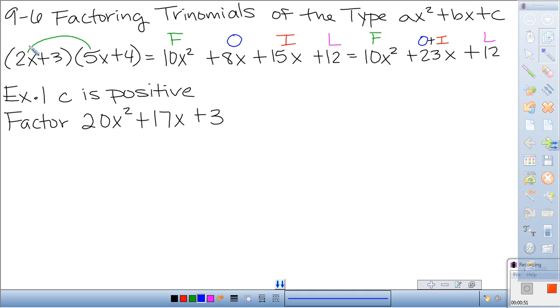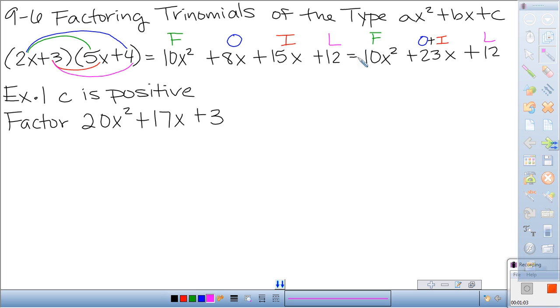Then outer, outside, 2x times 4. 2x times 4 is 8x. Then inner, 3 times 5x, 15x. And finally, last, 3 times 4, which is 12. And so you see here where we get all of our terms using FOIL. And then what do we always do with the O and the I? We always end up combining like terms, 8x plus 5x. And so we always end up adding O plus I.